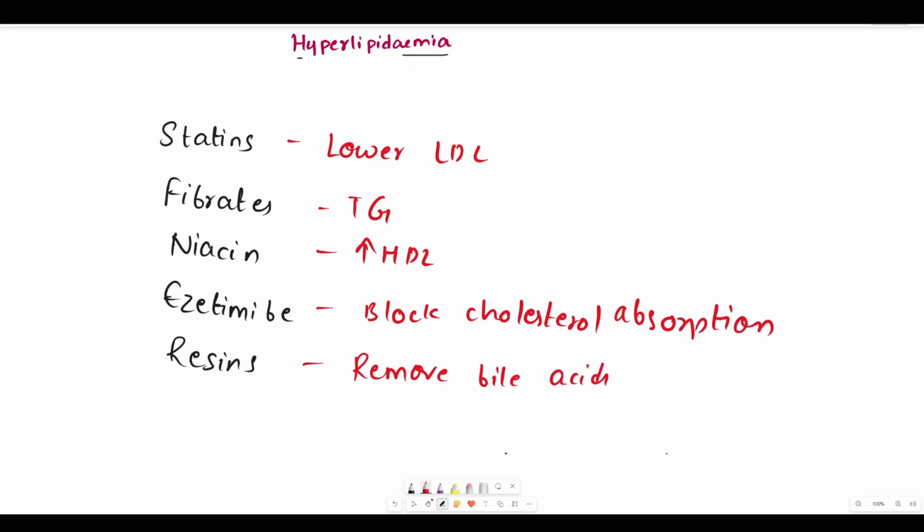Before you leave, let's do a quick 10-second revision. Statins will lower the LDL. Fibrates are best for triglycerides. Niacin will increase the HDL. Ezetimibe will block the cholesterol absorption. Resins will remove the bile acids. If you can remember these 5 points, you have already mastered the treatment. Remember, in exams, the difference between confusion and confidence is revision. If you revise this 3 to 4 times, hyperlipidemia treatment can become one of the easiest pharmacotherapy topics.